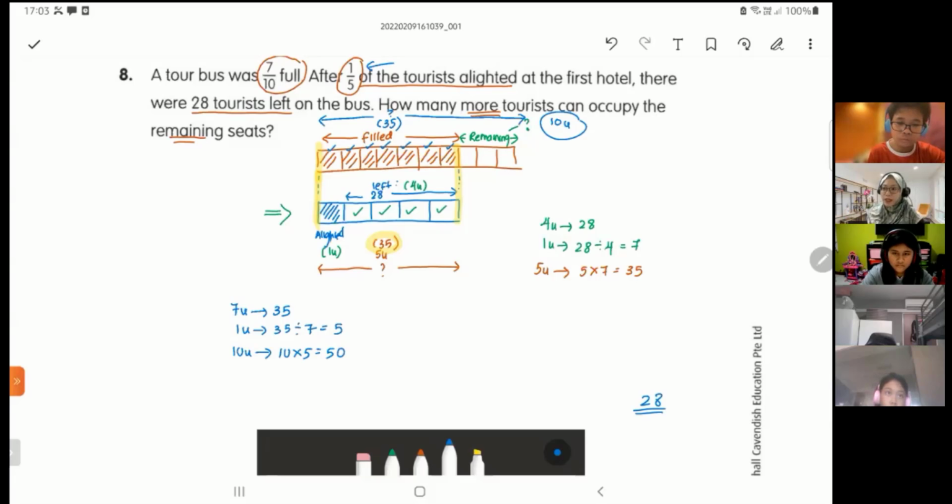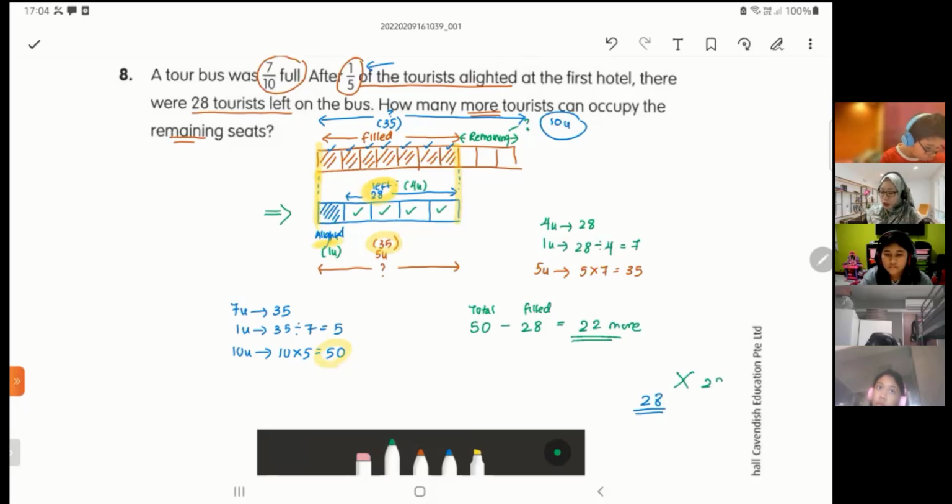Do I want my total number of seats? No. I want to know the remaining seats that can be filled up. How many more people can fill up the remaining seats? Right now, how many leftover people are there in the bus? 28. After these people alighted, I have 28 left. But my total number of people that can fill up the whole bus is 50. Right now, I already fill up 28. How many more? I need 22 more to fill up full. Answer is 22. Okay? Understand?